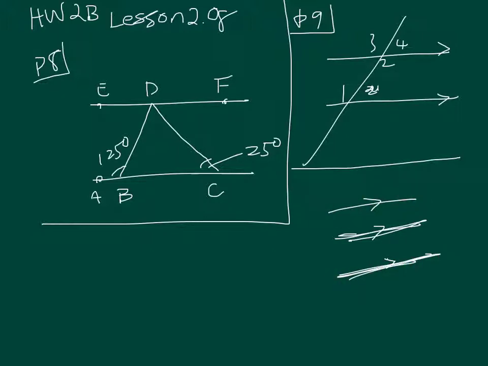And why is that? One more time, if this line is parallel to this guy, and if this line is parallel to this guy, then this line has to be parallel to this guy. You know, if line A is parallel to line B, and line B is parallel to line C, then line A has to be parallel to line C. Why is that?